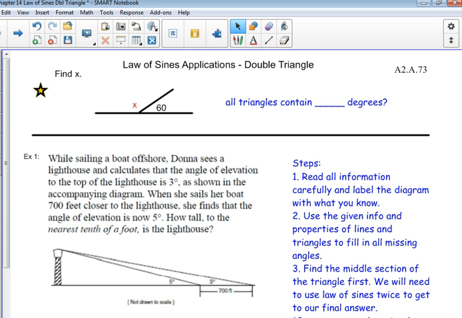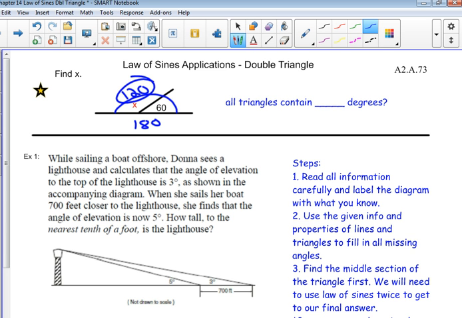One thing, when you guys are looking at a straight line and you cut it into 2 angles, what does that have to equal? 180. Good. So what does the x have to be? 120. Okay, this is really, really important when we look to do the double triangle problem.